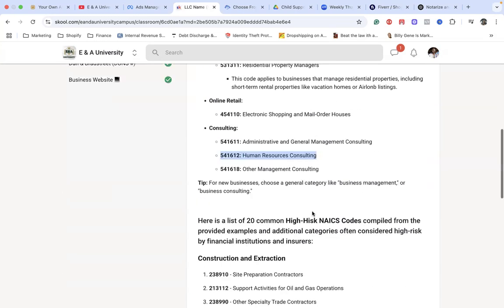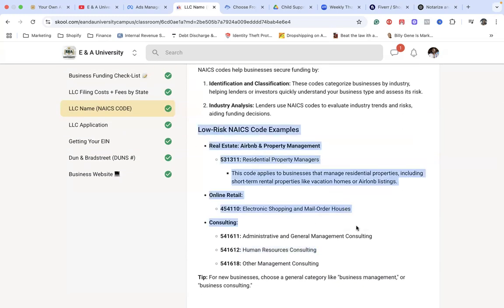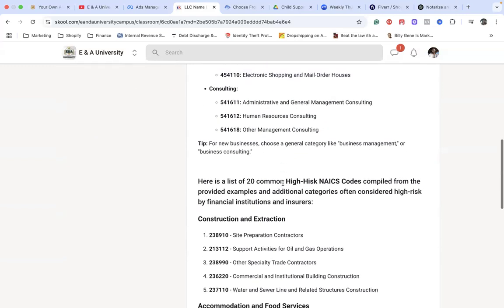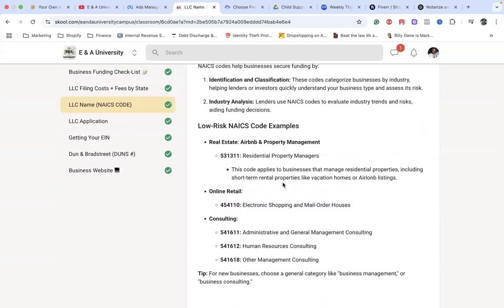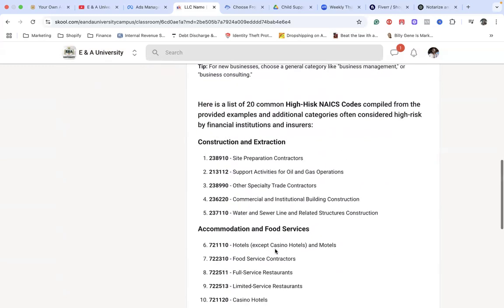So this list pretty much helps give you guys an idea of some of the top ones. I always recommend either going through with a consulting business or general management. If you are doing business online, electronic shopping is very low risk. It's what a lot of e-commerce stores use. And then if you're going to do things like Airbnb, which we use this exact NAICS code, right? So these are the top low risk codes I recommend. I actually found these on the IRS documents. I went to the IRS to find these exact codes, so I was able to put those together to share with you guys.